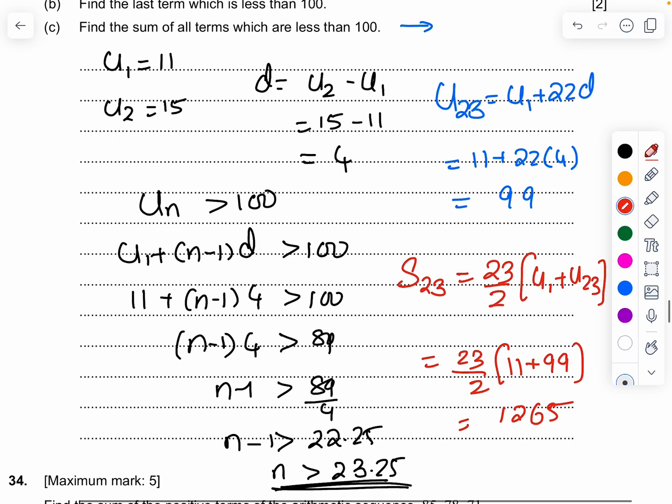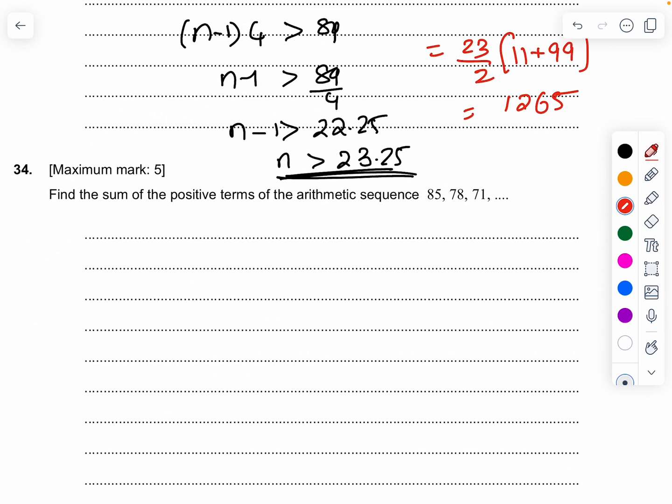That's going to be the answer. Question number 34. Find the sum of the positive terms. So, first of all, we should know which term is less than 0, because you can see that 85, 78, 71 keeps on decreasing by nothing but how much? It is decreasing by 7: 64, 57, and so on. So, which term is less than 0?